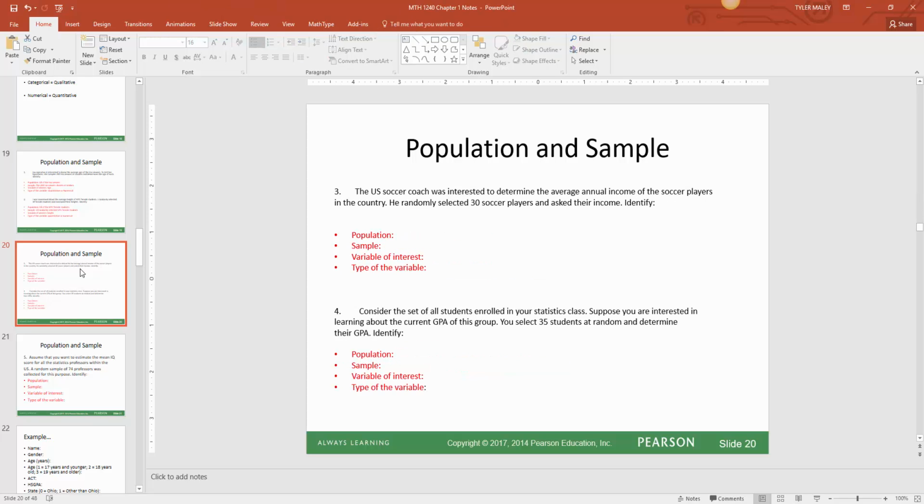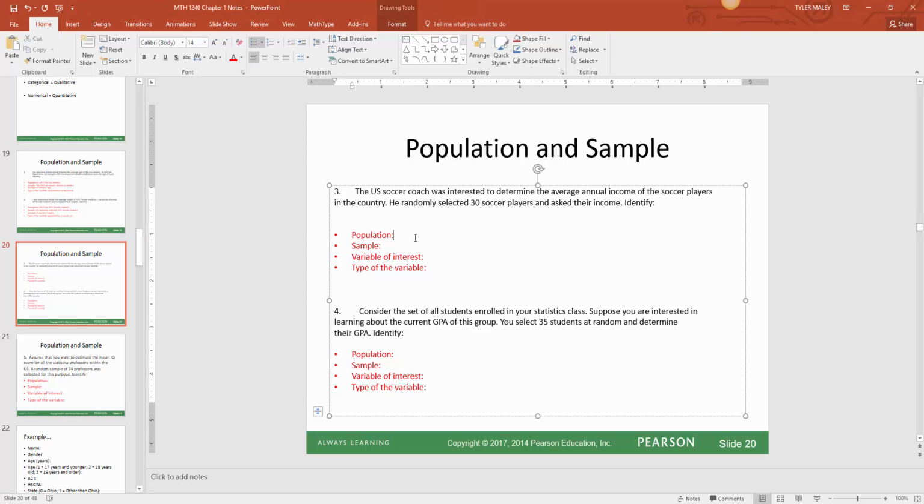So here's another couple examples. Here we have the U.S. soccer coach, who is interested in determining the average annual income of soccer players in the country. He randomly selects 30 soccer players and asks their income, right? So the population is all of the soccer players in the U.S. It says U.S. soccer coach, and he's interested in the soccer players in the country, so we're only talking about the U.S. The sample is the 30 soccer players chosen at random.